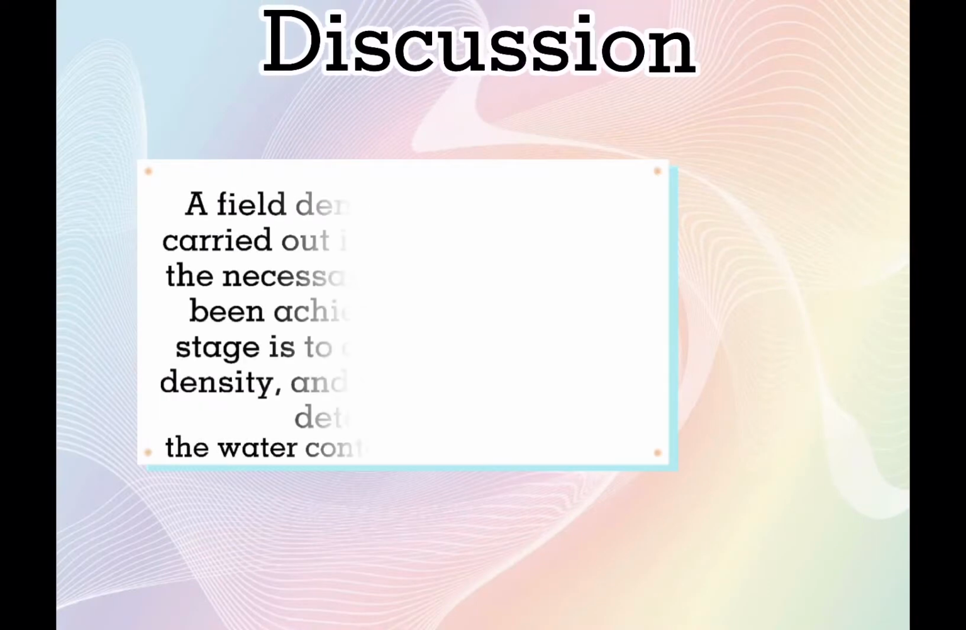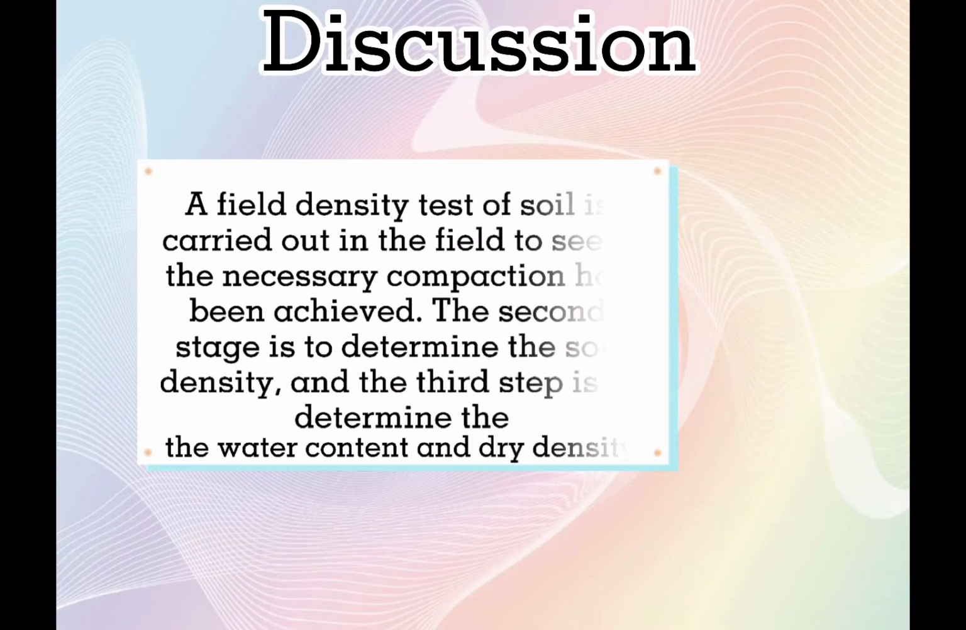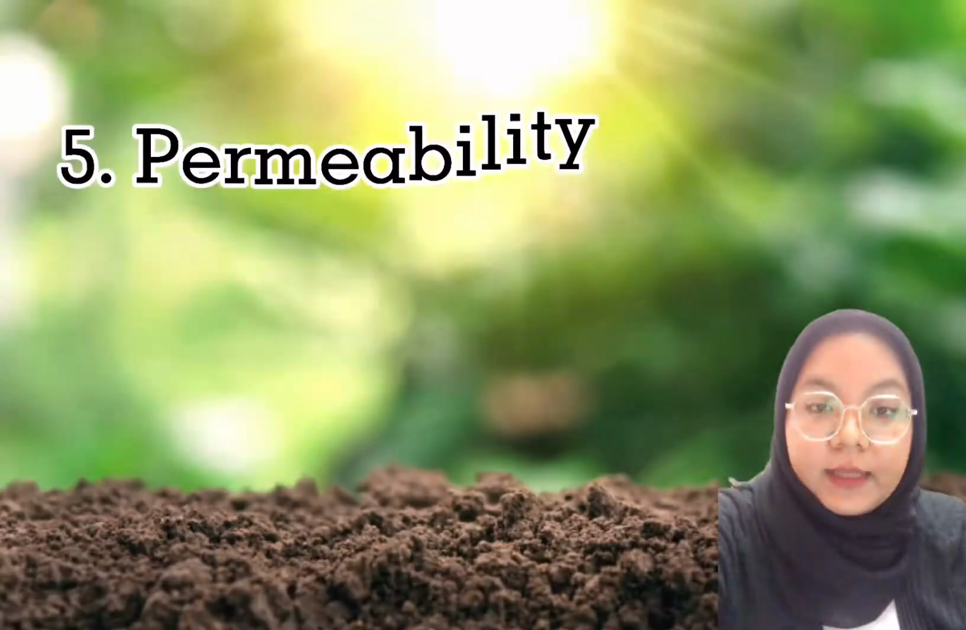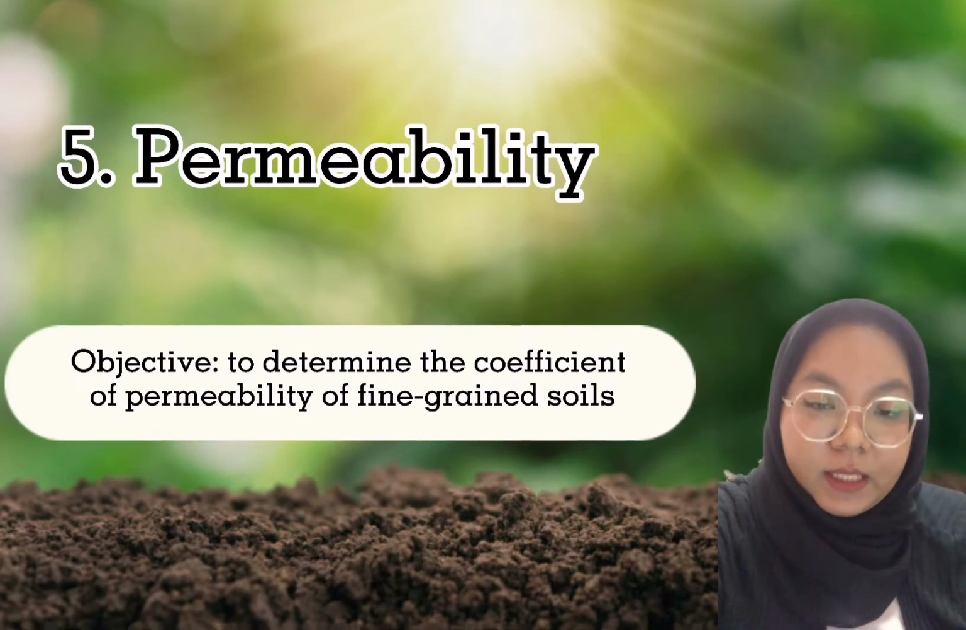A field density test of soil is carried out in the field to see if the necessary compaction has been achieved. The second stage is to determine the soil density, and the third step is to determine the water content and dry density. For the last experiment is permeability.